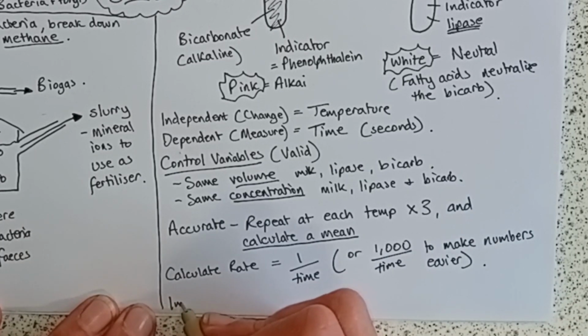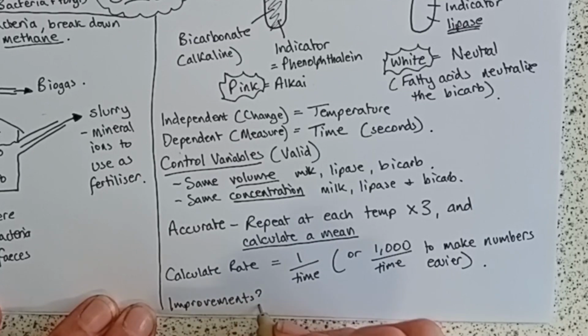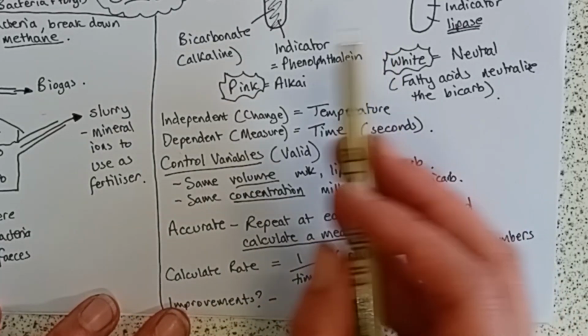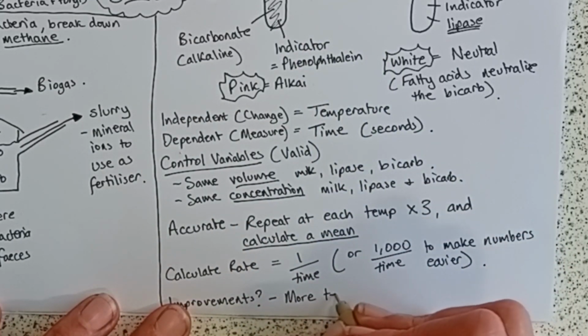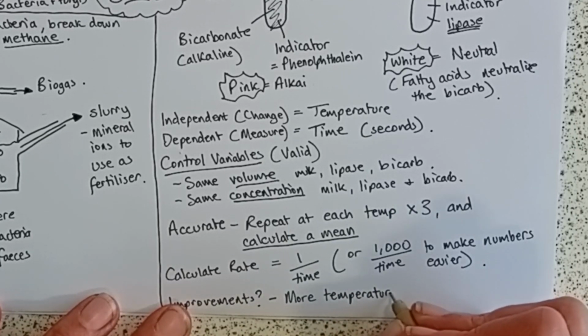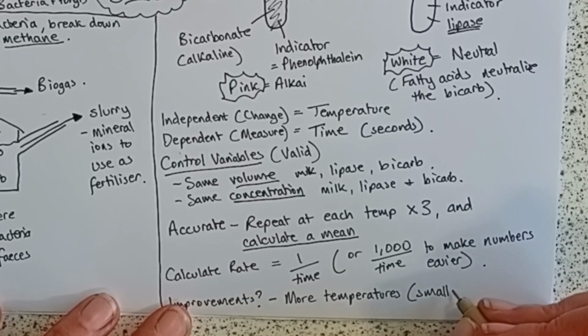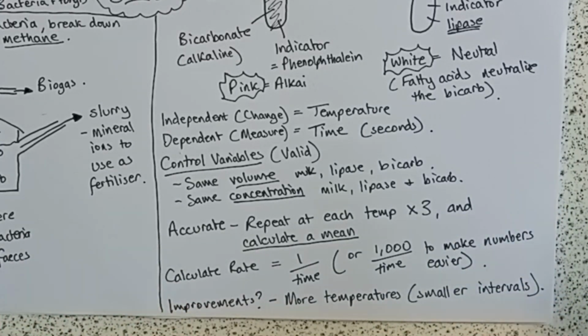And improvements we could make to this method. We could try smaller intervals of temperature, so do more temperatures with smaller intervals so that we can find the optimum temperature a bit more accurately. Or we could do something else like change the pH.